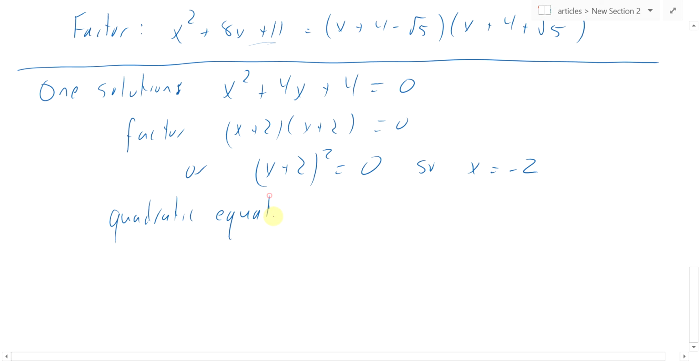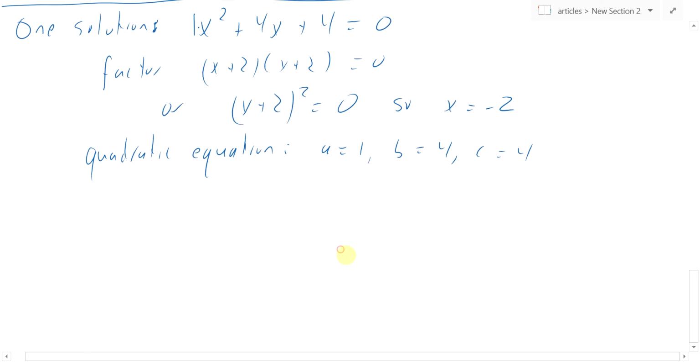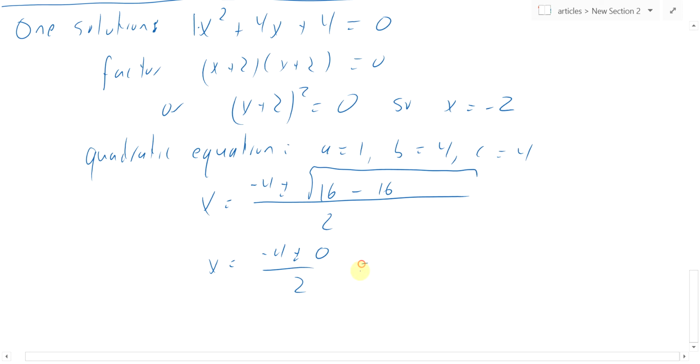The quadratic equation has got that plus or minus. So here a equals 1, b equals 4, c equals 4. So x is negative b plus or minus the square root of b squared, which in this case is 16, minus 4ac. So 4 times 1 times 4, that's another 16, all over 2a, so it's 2 times 1. And what happens in this case is I get 0 inside the square root, because b squared minus 4ac actually equals 0. And so there's only one possibility, because plus or minus 0 doesn't really matter. You get minus 4 over 2, which is minus 2.